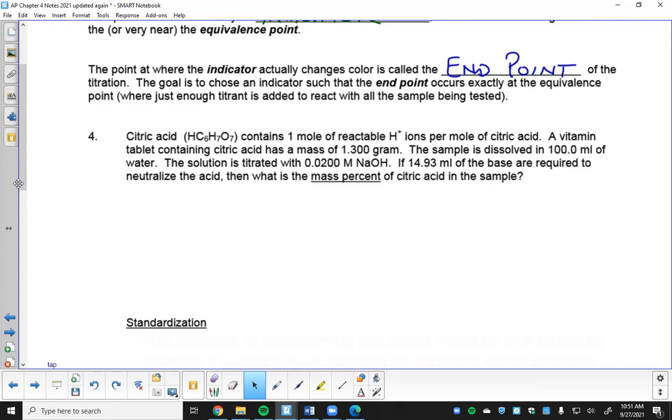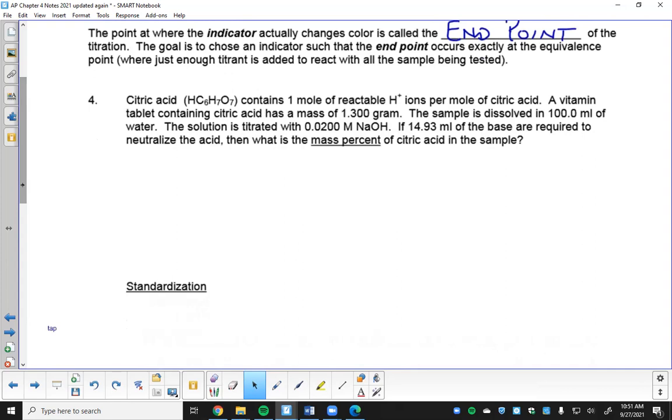Take a look at another one, now that we know a little of the terminology, we can take a look at what this citric acid example is going to do. Citric acid contains 1 mole of reactable hydrogen ions per mole of citric acid. That's the hydrogen out in front. A vitamin tablet containing citric acid, vitamin C, has a mass of 1.300 grams. The sample is dissolved in water. The tablet is dissolved in 100 milliliters of water, free up those ions. And the solution is titrated with 0.0200 molar sodium hydroxide. It takes 14.93 milliliters of this sodium hydroxide base to neutralize the acid. And from there, we should figure out the mass percent of the citric acid in the tablet. So how many grams of citric acid in that 1.3 gram tablet?